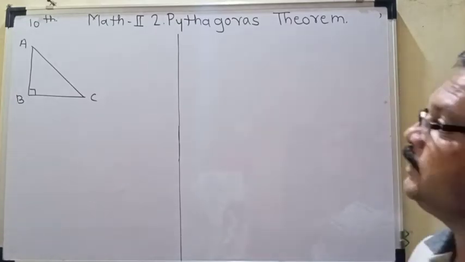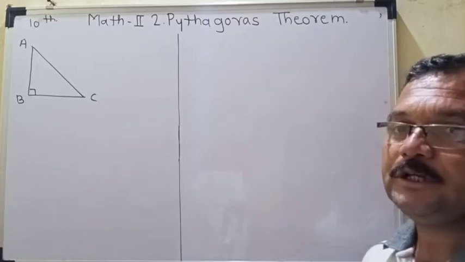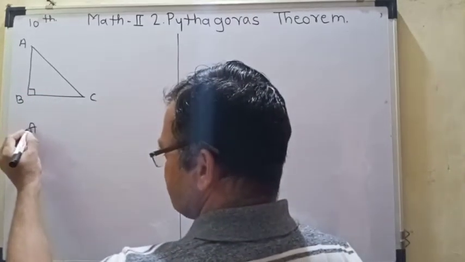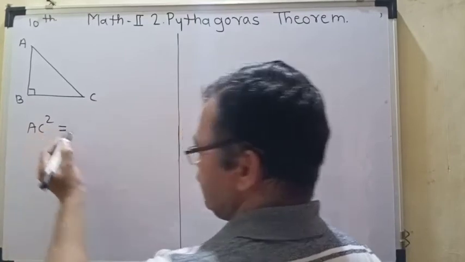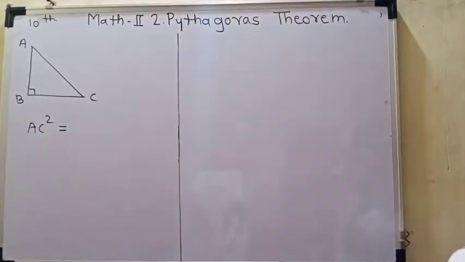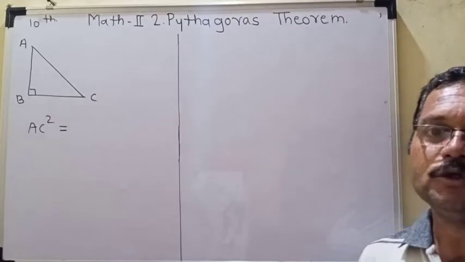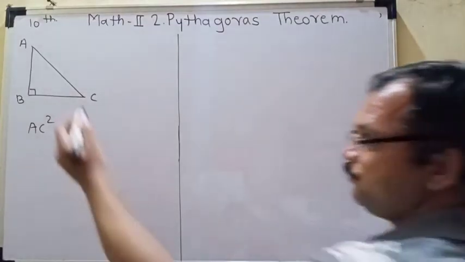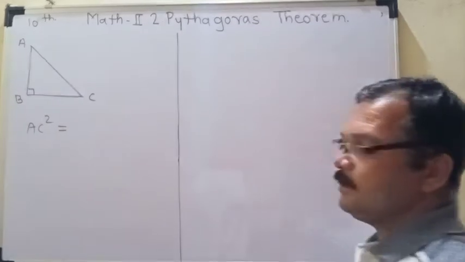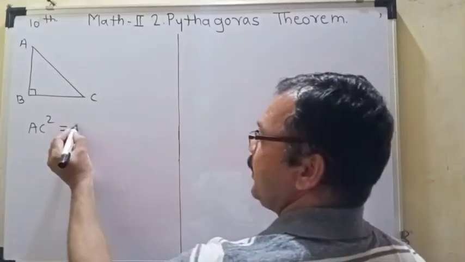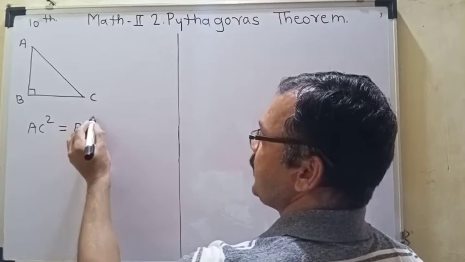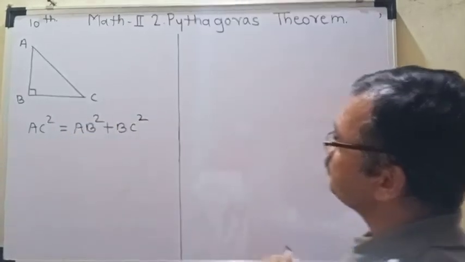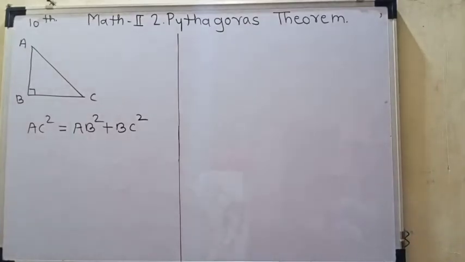Then what is the theorem in a right angle triangle? Hypotenuse square is equal to, the hypotenuse is AC, so AC square is equal to the sum of the squares of the remaining two sides. Which are the remaining two sides? AB and BC are the remaining two sides, and the sum of their squares is AB square plus BC square. This is the Pythagoras theorem.